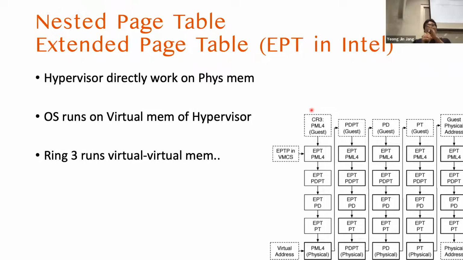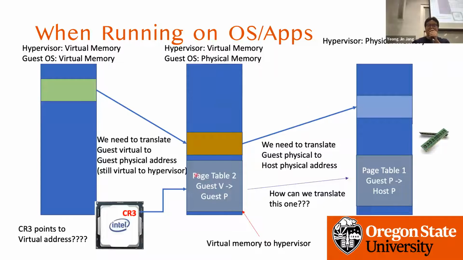So this is the example of the nested page table. The reason why we need a nested page table is that we have two page tables. One page table is between the guest operating system and the physical memory. And the other page table is for the guest user and the guest operating system. And all these addresses are virtual addresses.